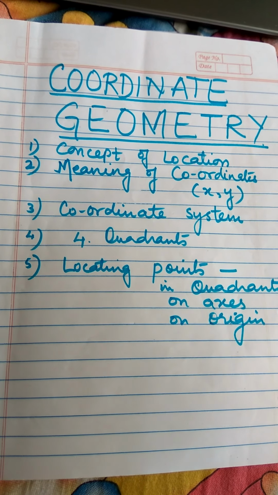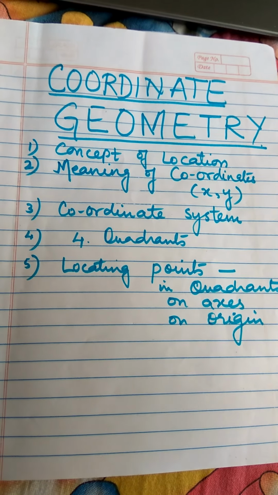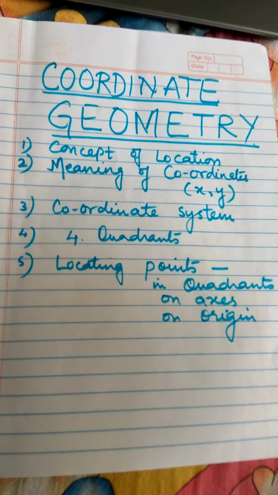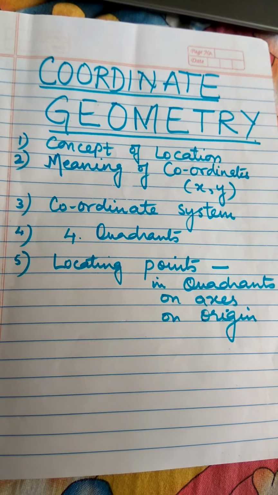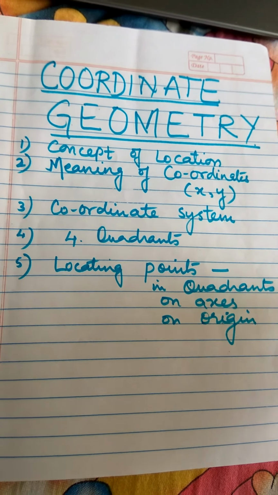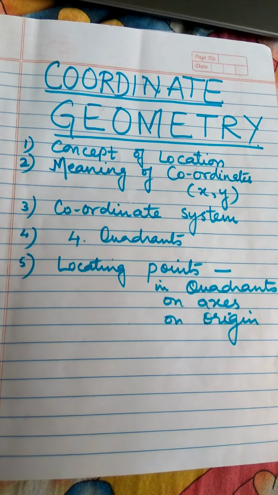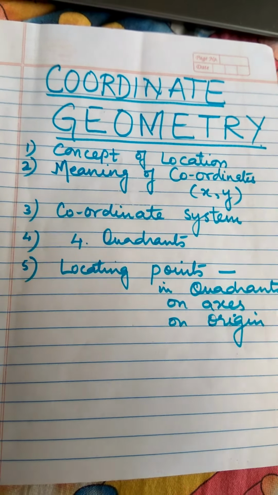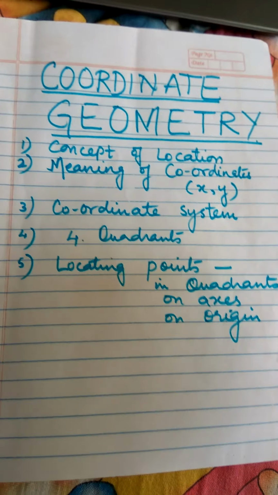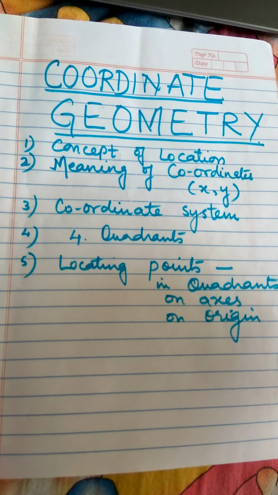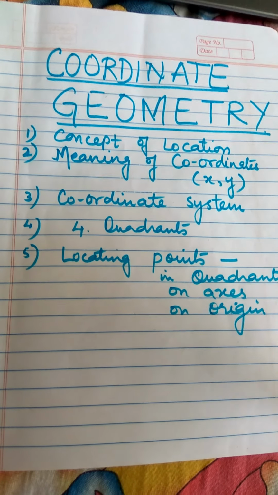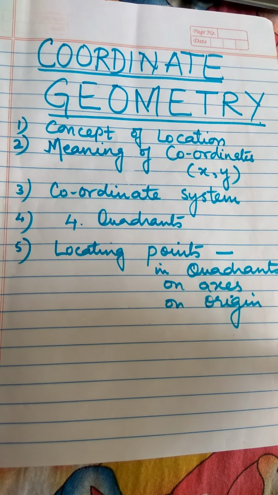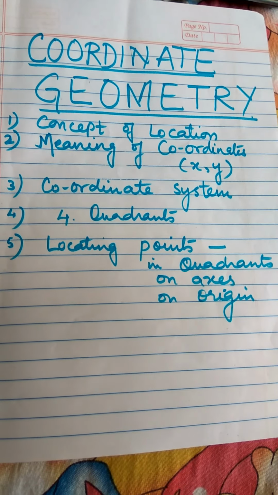So coordinate geometry is a branch of mathematics which was given by René Descartes, and he was basically thinking about how to precisely give a location of any person or anything in a plane or in space. And while thinking on this topic, he came upon a system which could be used for it. Let us understand this with the help of an example.